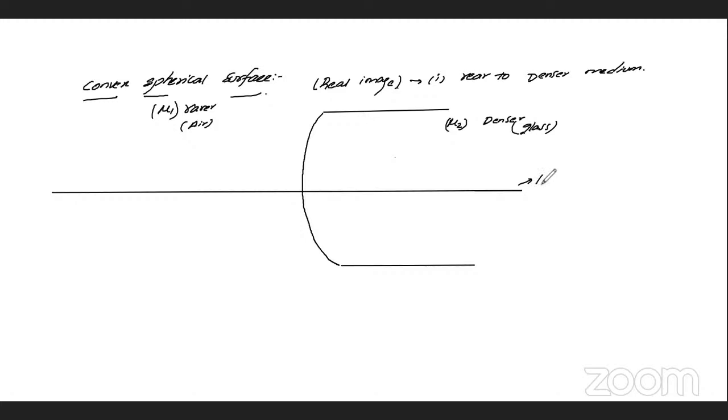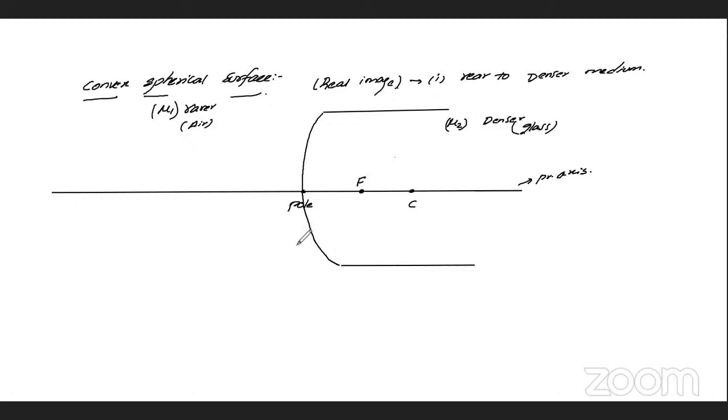So first one, this is your principal axis. And where the curve meets the axis, we call it a pole. And for this curve structure, there is a center point. So the center point we call the center of curvature. And we call it as focus. As you already know these things.